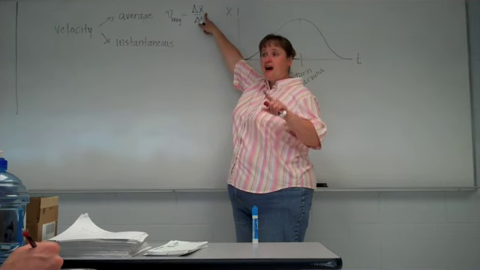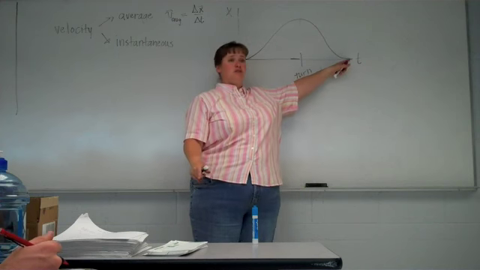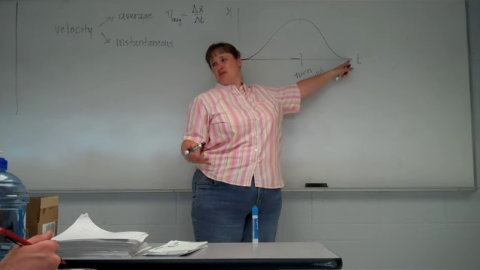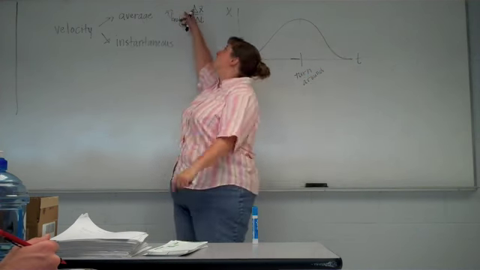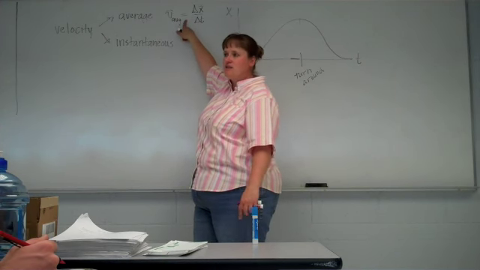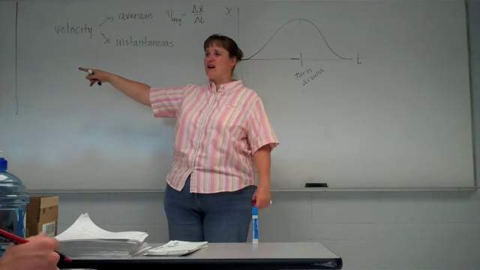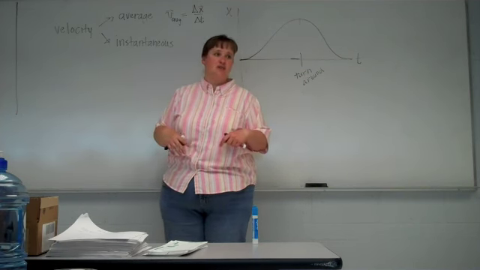Delta x is final position. Our final position is back at 0, minus initial position, which was 0. So our change in position is 0. Our average velocity is 0. That's because we headed that way for half the time, and then we were headed that way for half the time. It averaged itself out to be 0.